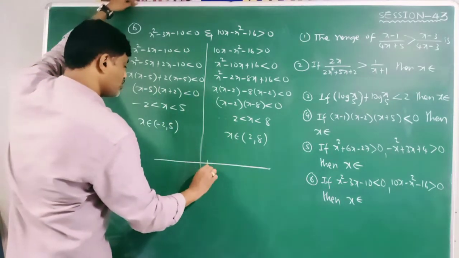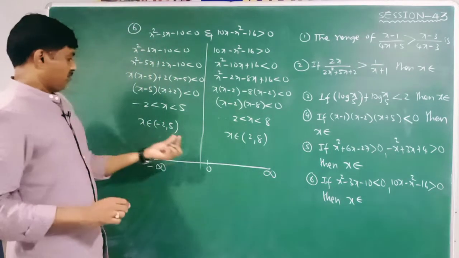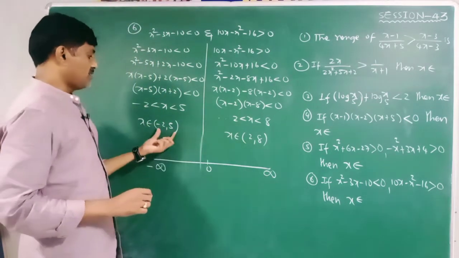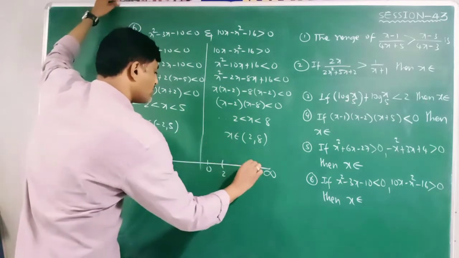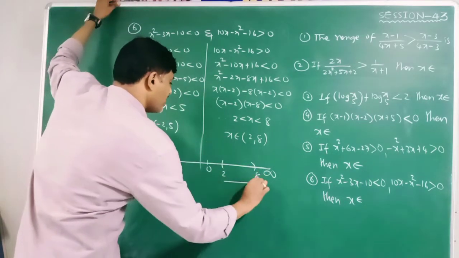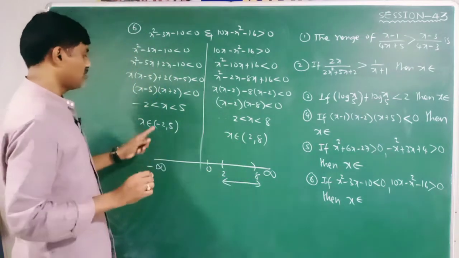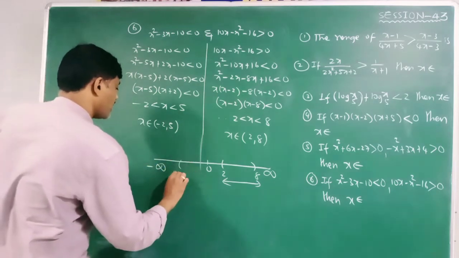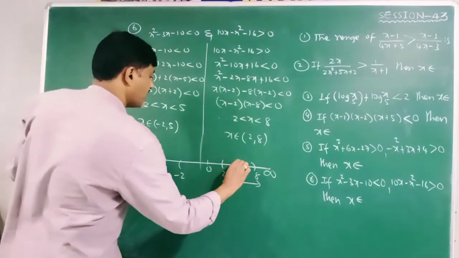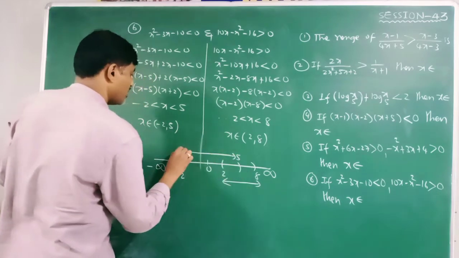Now you can plot this interval and this interval on a real line. This is 2 to 8: 2 here, somewhere 8 here. This is the solution for x belongs to (2, 8). Now this is minus 2 comma 5: minus 2 somewhere here, 5 here. Yes, this is 5. Now this is the solution for this interval.